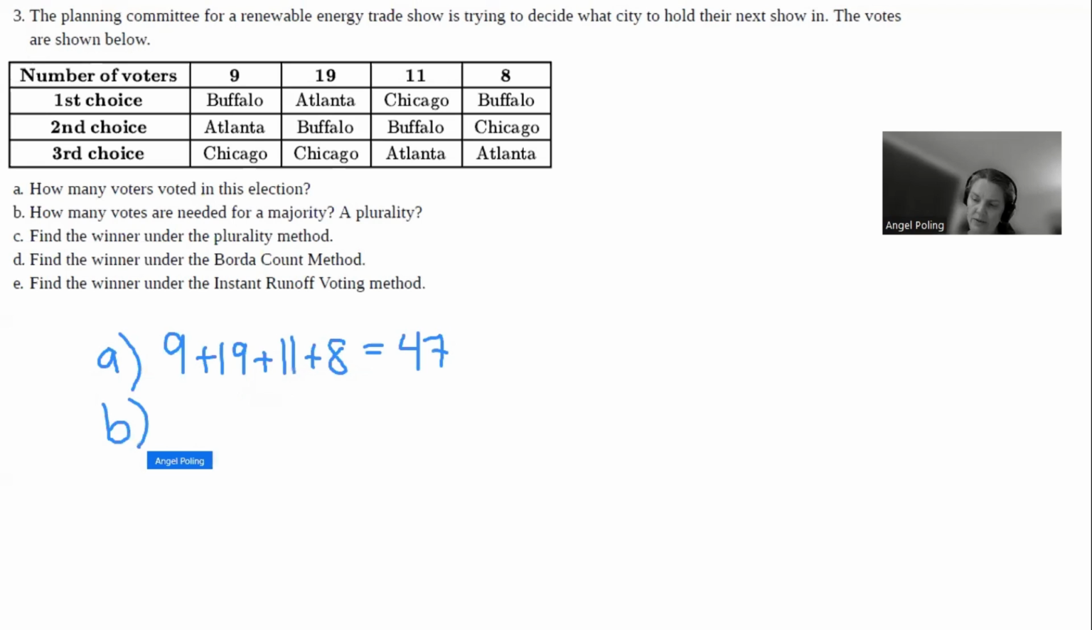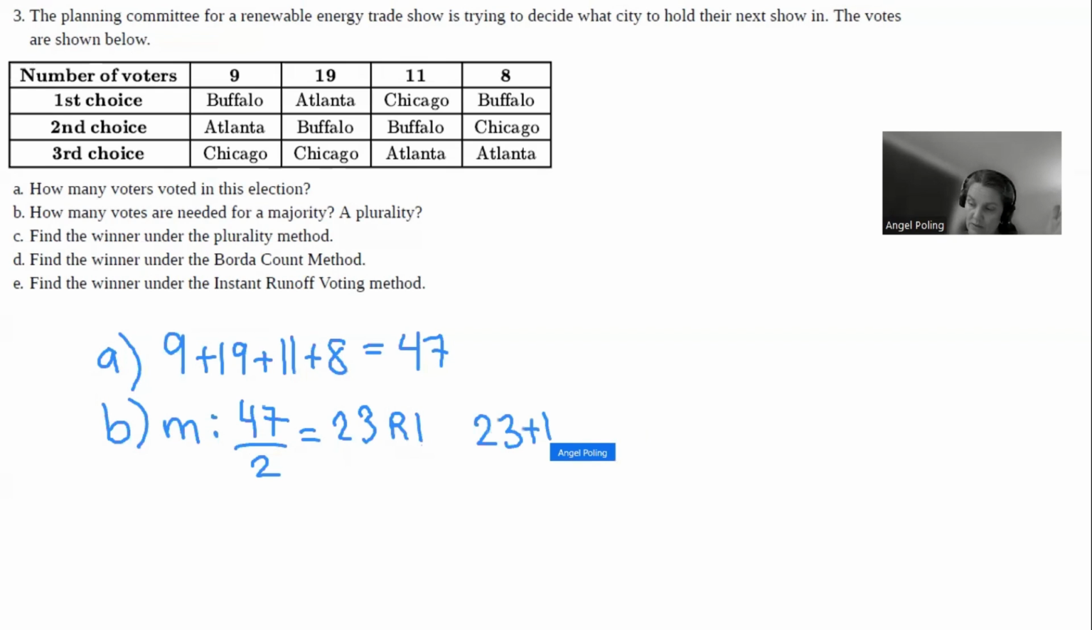In order to win the majority, if there was close to a tie, you would need more than half the votes. So 23 remainder 1. 23 is half and half. That remainder 1 would make the winner. So 23 plus 1 is 24. There you go. So 24 for the majority.